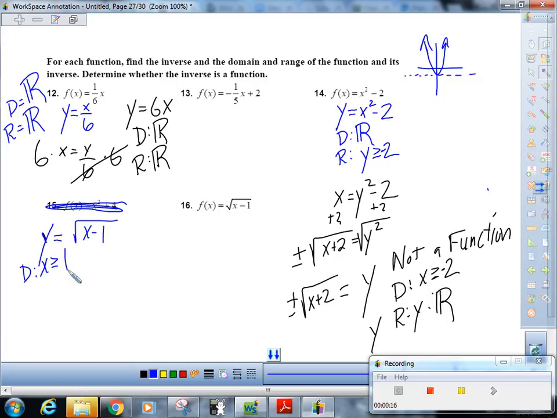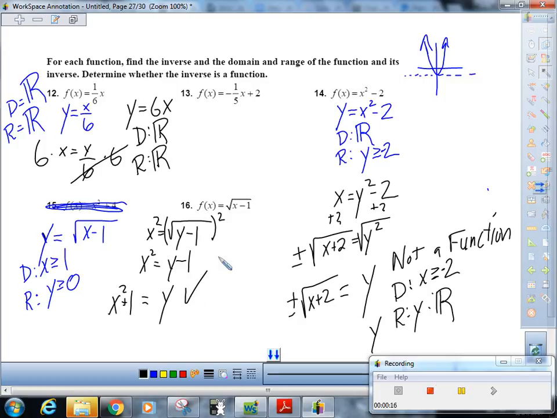For the range, can y ever be negative? It cannot. So y has to be bigger than or equal to 0. Okay? Now, I'll switch the x and the y and solve it for y. And now hopefully you can see why we are learning this in the order that we are. We're going to square both sides. So you get x squared is y minus 1. So y is x squared plus 1.